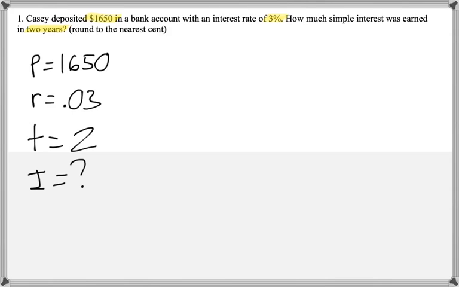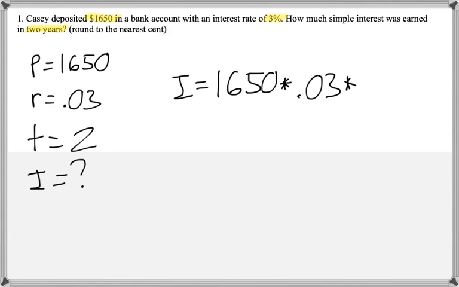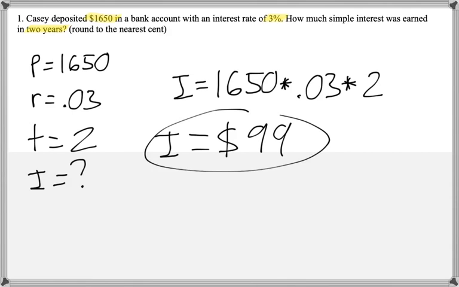the interest. So I is equal to 1,650 times 0.03 times 2. And this is equal to $99. So Casey earns $99 in interest from depositing this $1,650.